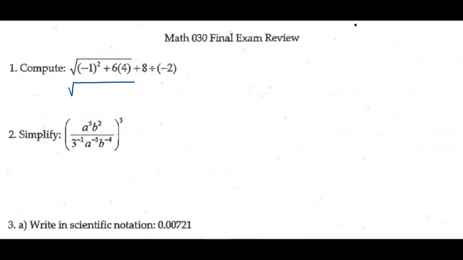-1. Notice the negative is in parentheses, which means the negative is also being squared. It becomes 1 plus 24. And that, of course, is the square root of 25, which comes out to 5. So I'm just going to rewrite what I have: 5 plus 8 divided by -2. You need to do this piece first because multiplication and division always comes before addition. Most common mistake is to add the 5 to the 8, but you're actually adding 5 to -4. And of course, 5 and -4 gives us 1.